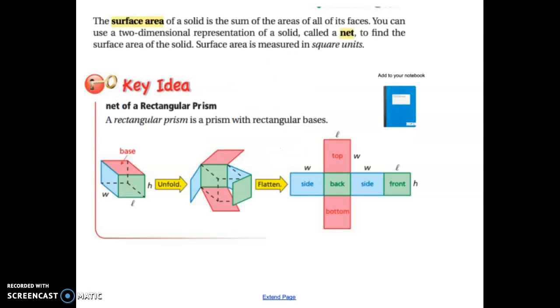Now, surface area of a solid is the sum of the areas of all its faces. And you can use a two-dimensional representation of a solid. It's called a net. So this drawing right here, that is a net because it is a two-dimensional drawing that represents a three-dimensional figure. So that's called a net. And surface area is measured in square units.